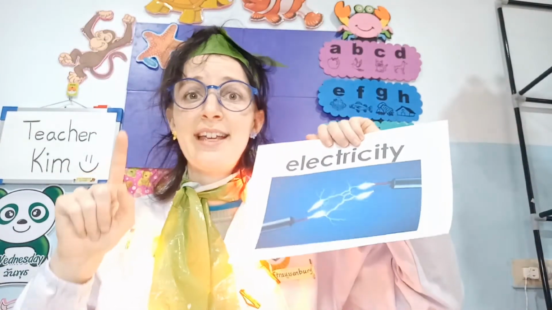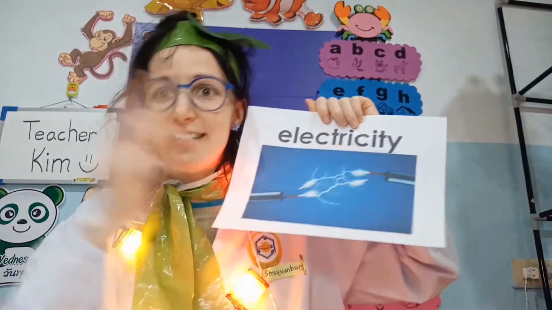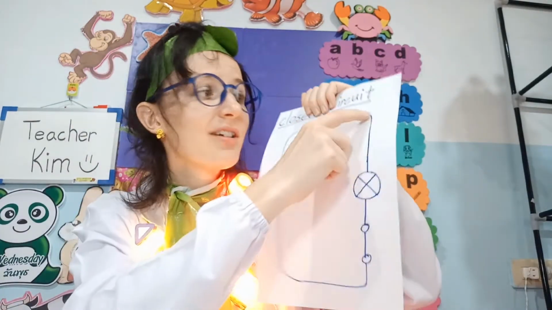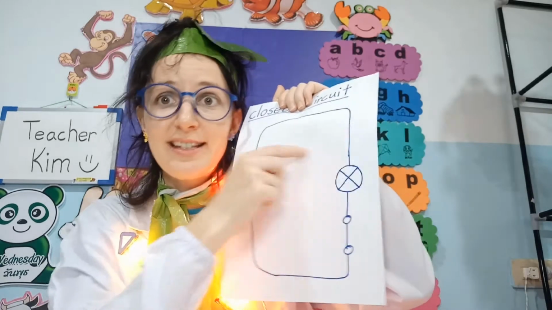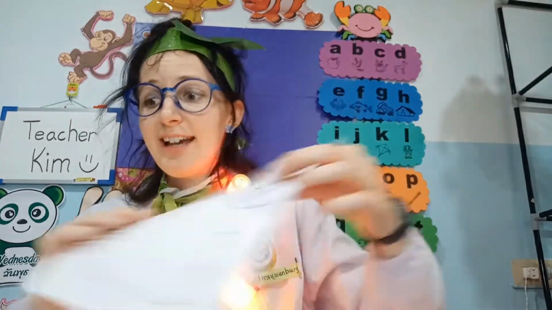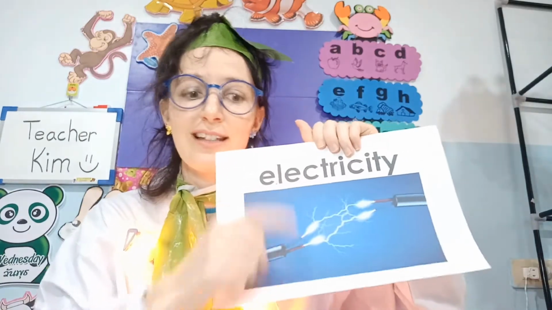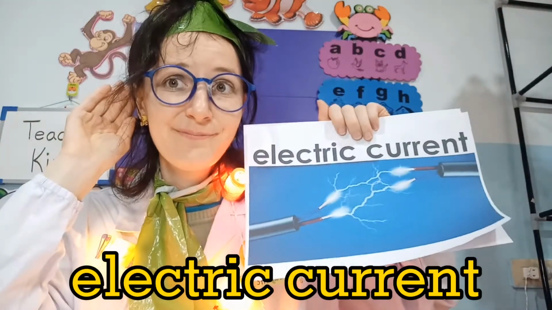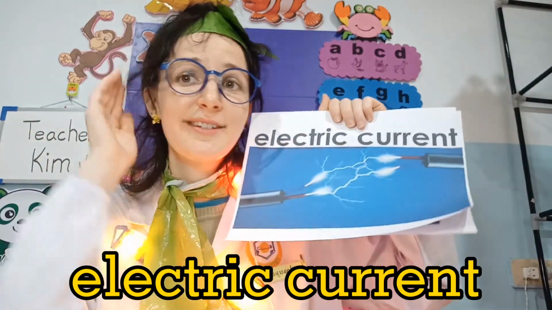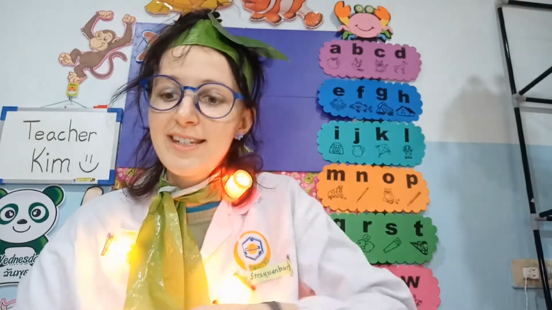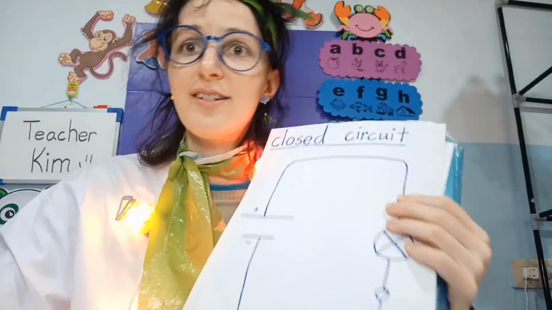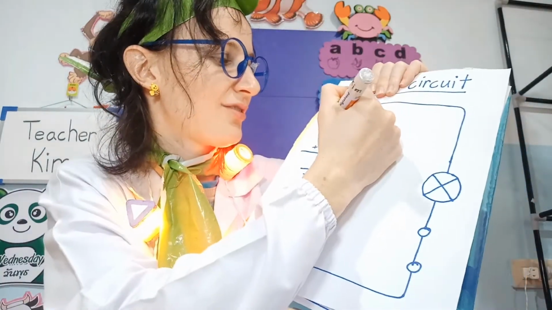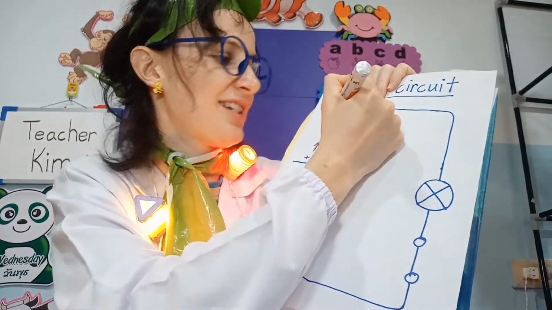First, everyone say this word: electricity. Yes, electricity is what flows along the circuit to make our appliances work, to give us light for our light energy. Another word for electricity is electric current. The electric current is what is traveling along the wires, so I can draw like this. I'm going to draw the electric current. It travels in one direction along the circuit.